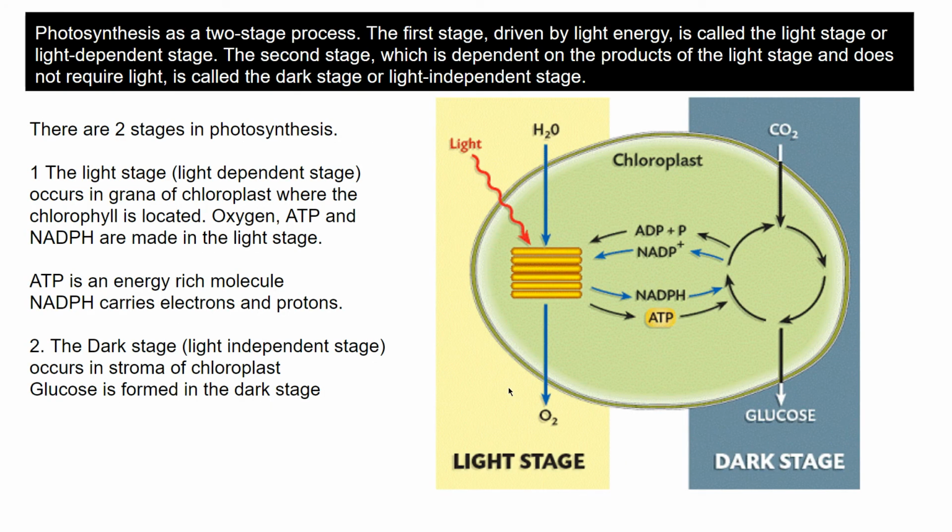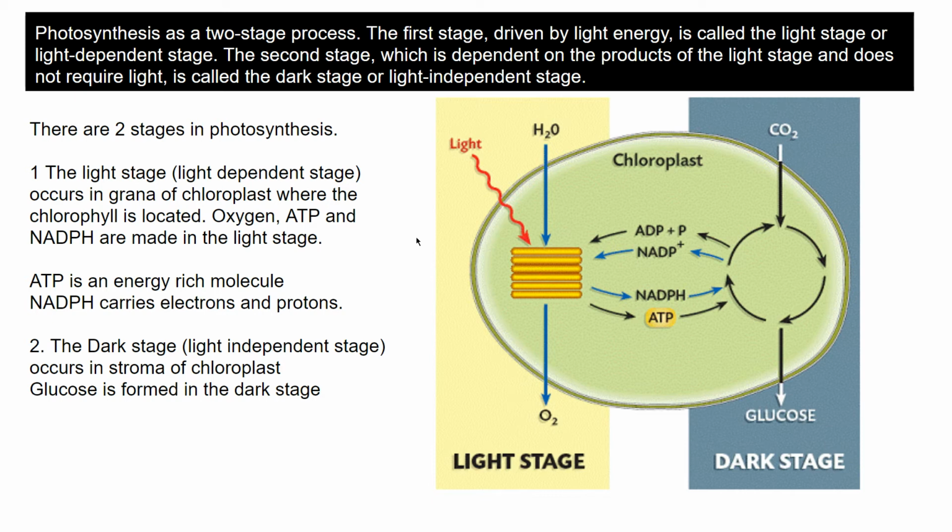Now we want to look at it in a bit more detail. So this would be the higher level component. There are two stages in photosynthesis. These are called the light stage and the dark stage. And the light stage is called the light dependent stage. It requires light. It won't happen without light.